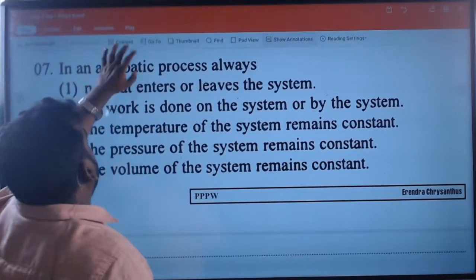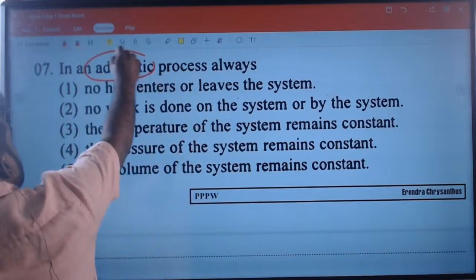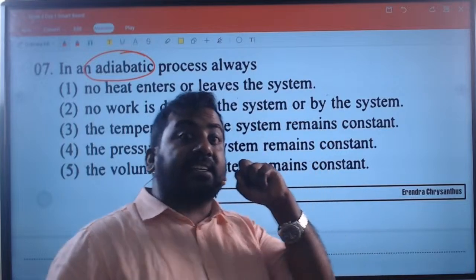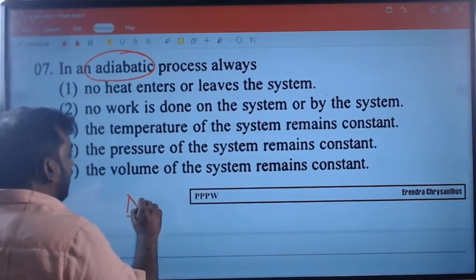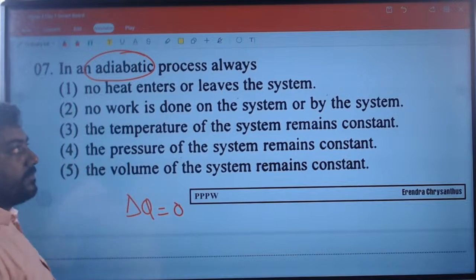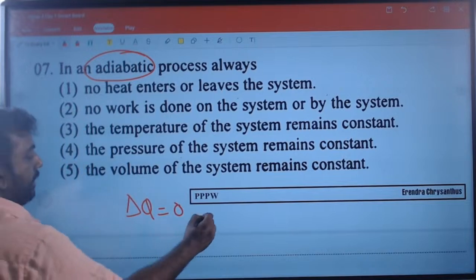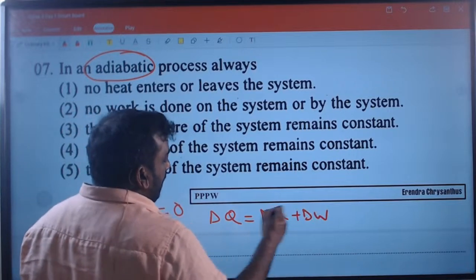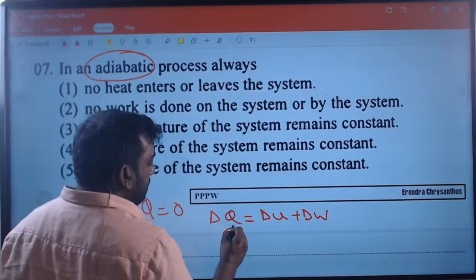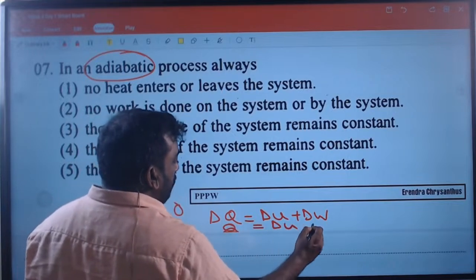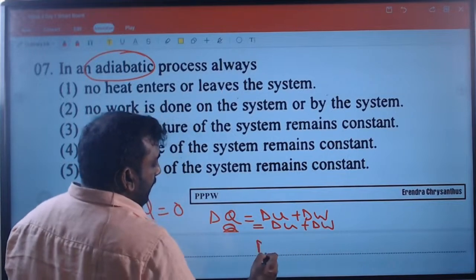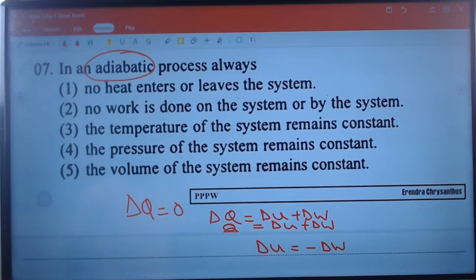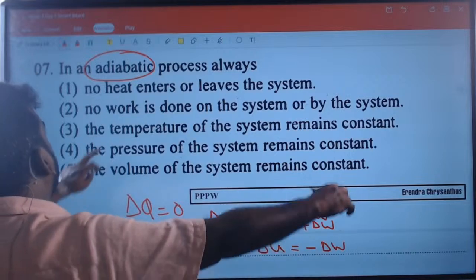Now these from your thermal physics. Adiabatic process. Tell me, what's adiabatic process? Adiabatic process is a process where there is no heat transfer. Delta Q is going to be how much? 0. Now all of you know delta Q is equal to delta U plus delta W. Delta Q is equal to 0 means delta U plus delta W is 0. Delta U is equal to minus delta W, right?